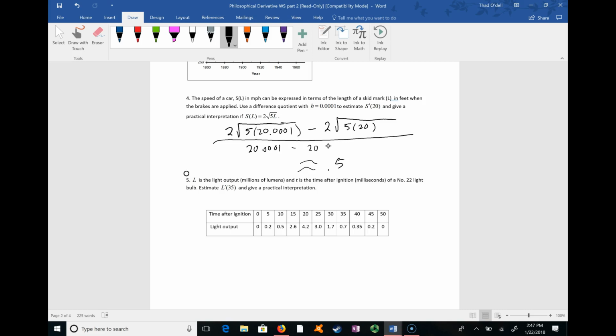So if they want us to estimate L prime of 35, an estimate would mean I would go out to 35, which is right here, and one possible estimate would be to take, say, 0.35 minus 1.7 and divide that by 40 minus 30, because that's an interval that contains the 35. Of course, you can get a better estimate here by a couple of things, but this is just one way to do it. And if we do that, you'd end up with negative 0.135.